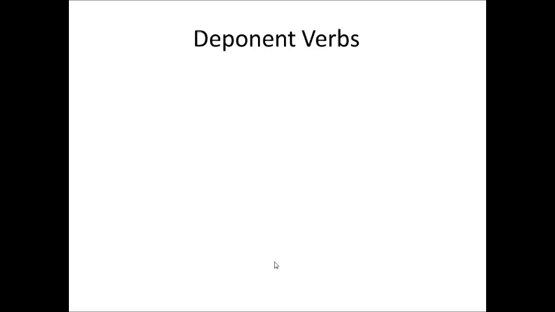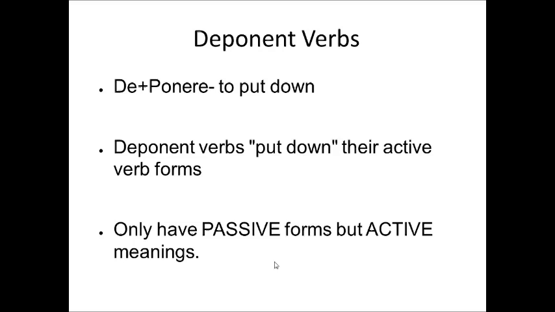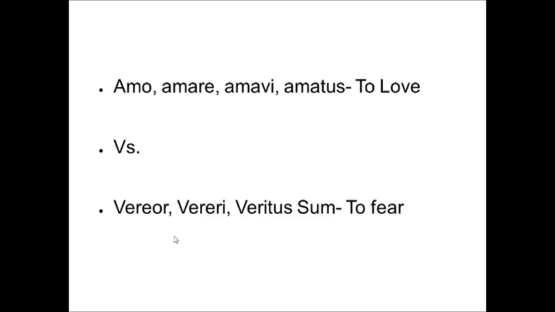Okay, deponent verbs. So what makes a verb deponent? A deponent verb puts down its active endings and only keeps the passive endings. So other verbs have both active and passive endings, but you'll never see active endings on a deponent verb. What makes them unique and special is that, although they look like passive verbs based on their endings, they're active in meaning. So let's see what this looks like.